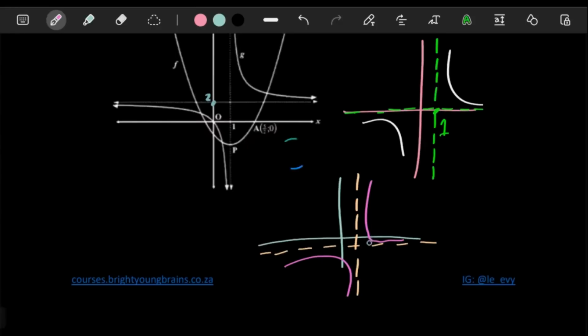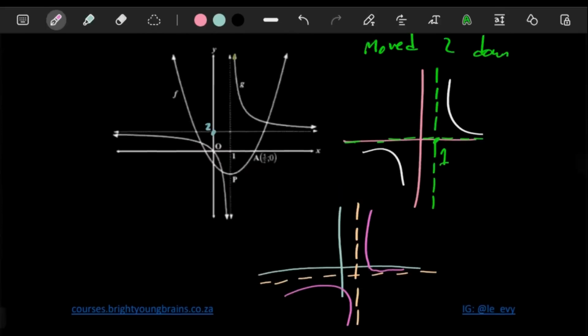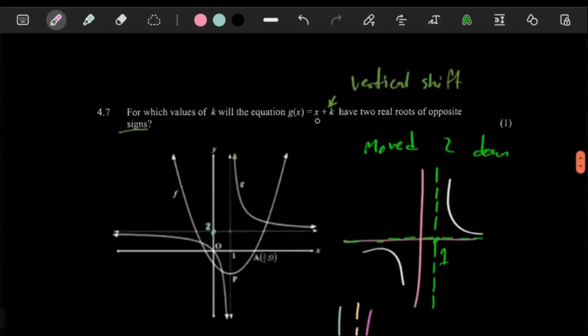This x-intercept is a positive number, whereas initially it had an x-intercept that was negative. But let's see the question. For which values of k will this equation have two roots that are of opposite signs? Yeah, this question is kind of shady.